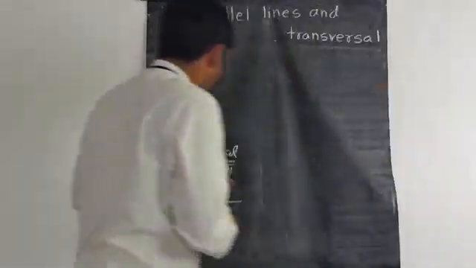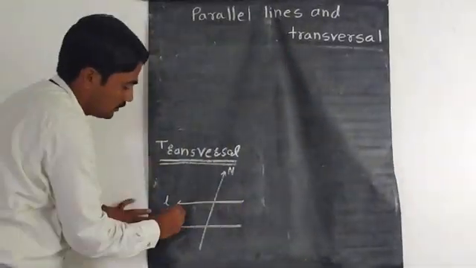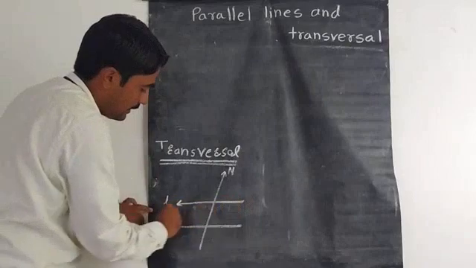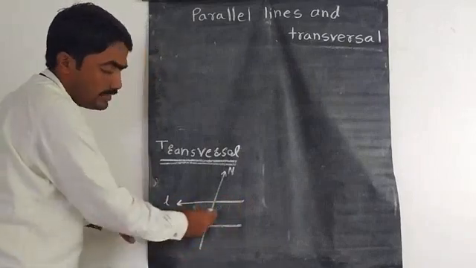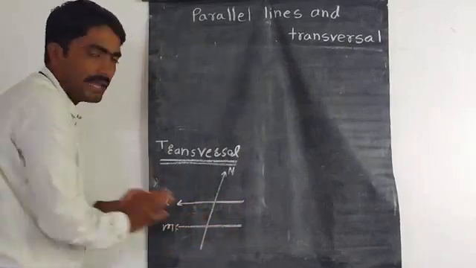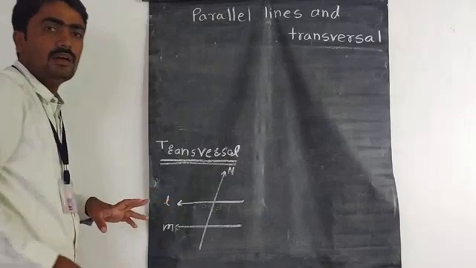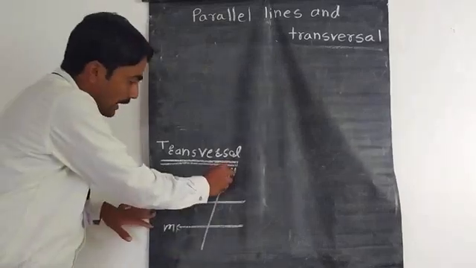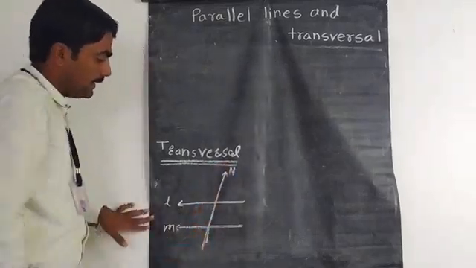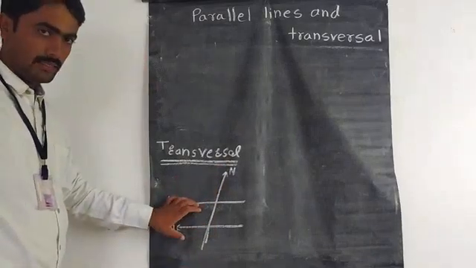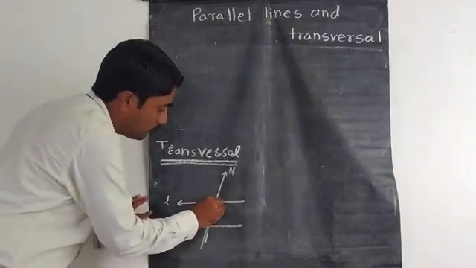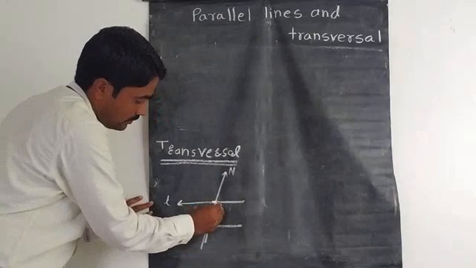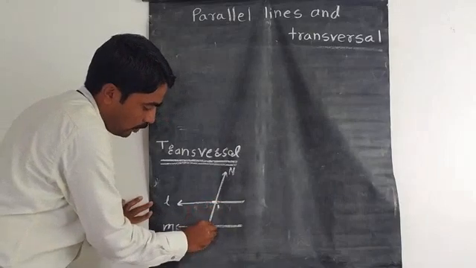See, I have drawn here one figure that this line L and line M, these are the two lines which are parallel. But if I have drawn one line which will intersect these parallel lines at two distinct points. See, this is the point 1 and this is the point 2.